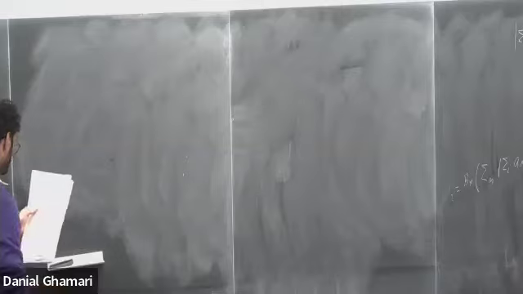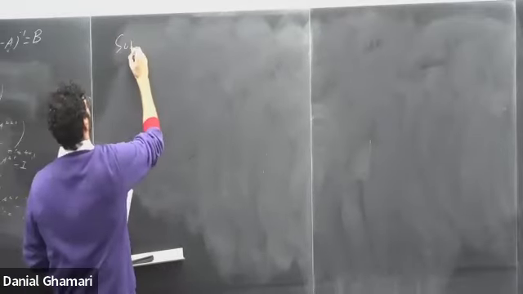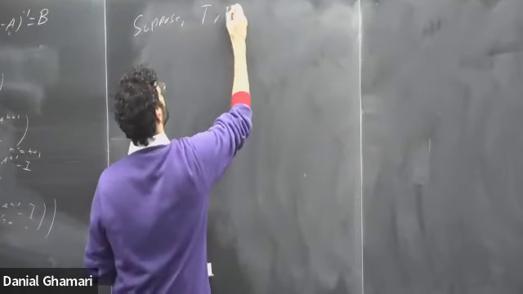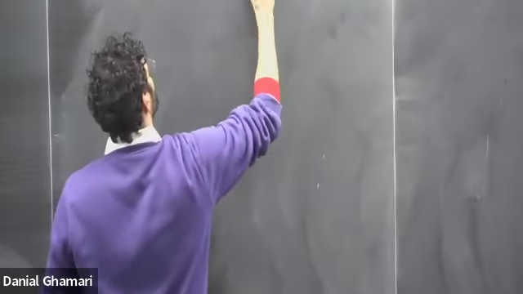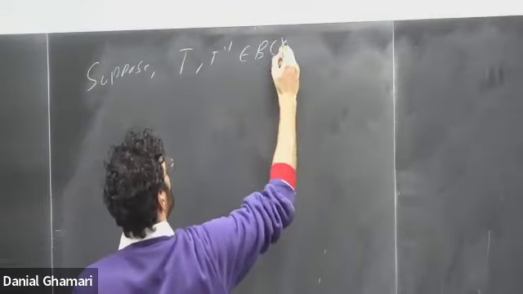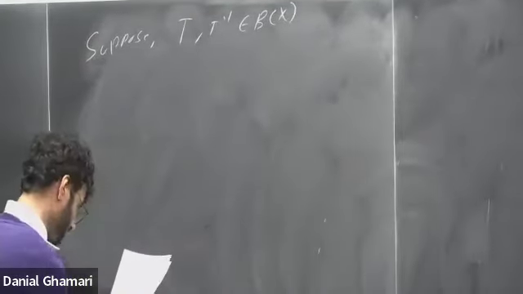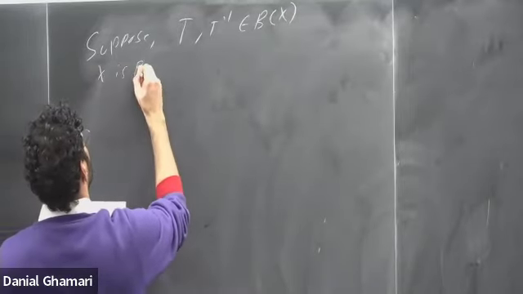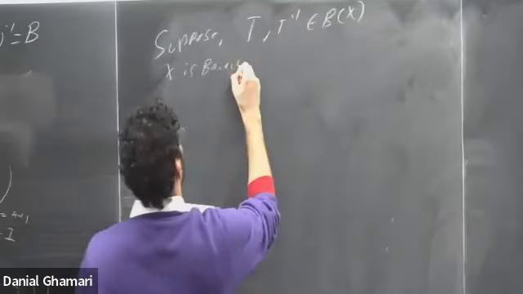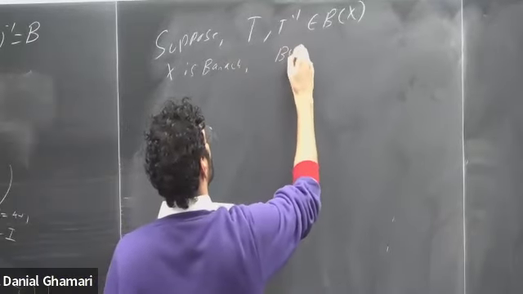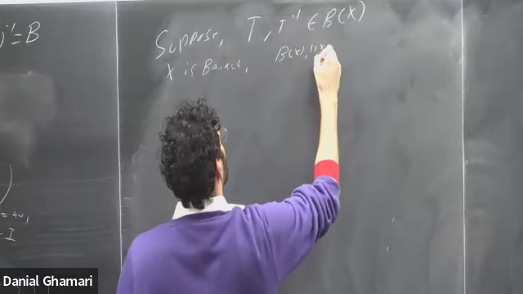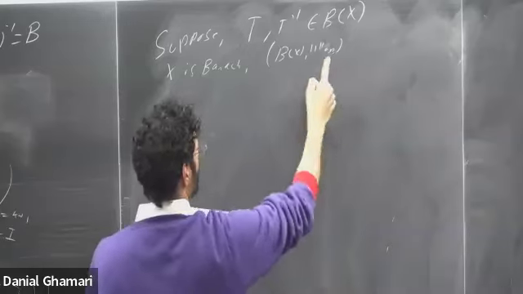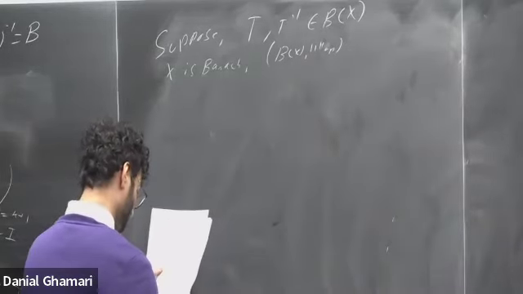So, let's suppose P and T are invertible, and they're both elements of the bounded linear operators on a space X. And then we assume that X is complete. This ensures that the operator norms work, and that this is a Banach space.